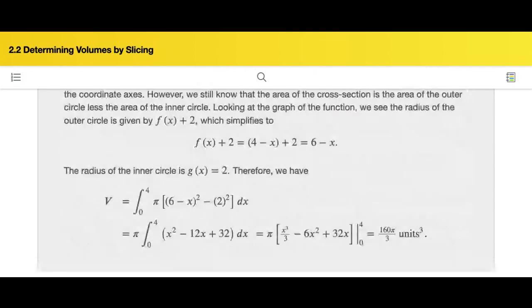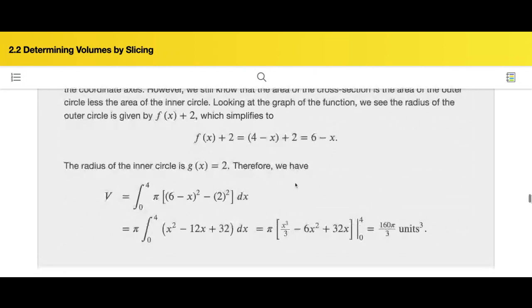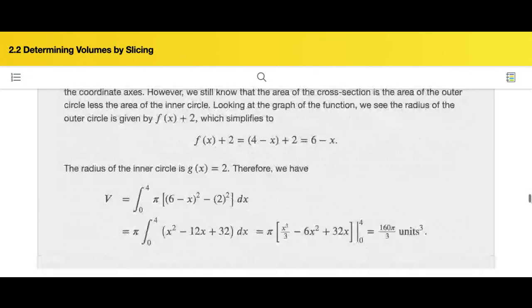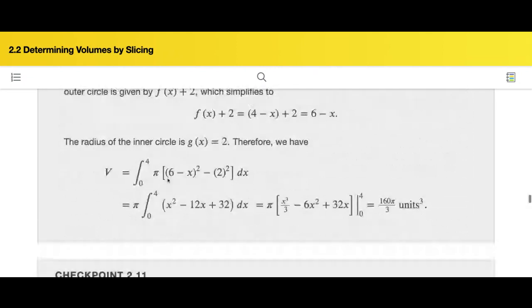So the outside radius is just the function plus 2, which is 4 minus x plus 2, we get 6 minus x. And the inner one is just 2, the radius is just 2. So it's 6 minus x squared minus 2 squared. We do the calculation, we anti-differentiate, and in the end we get 160 divided by 3 pi.